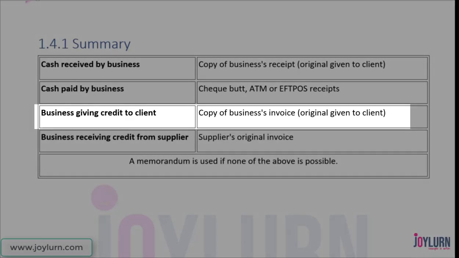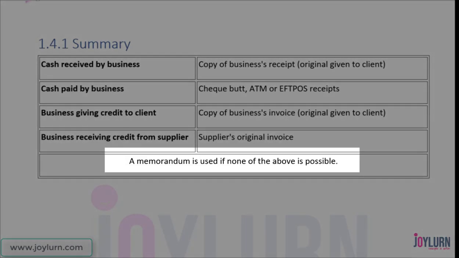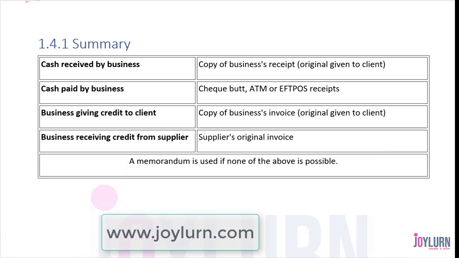Business giving credit to client: a copy of the business's invoice is kept. Original is given to the client. Business receiving credit from supplier: the supplier's original invoice will be used to record the transaction. A memorandum is used if none of the above is possible. That happens in quite a few situations.